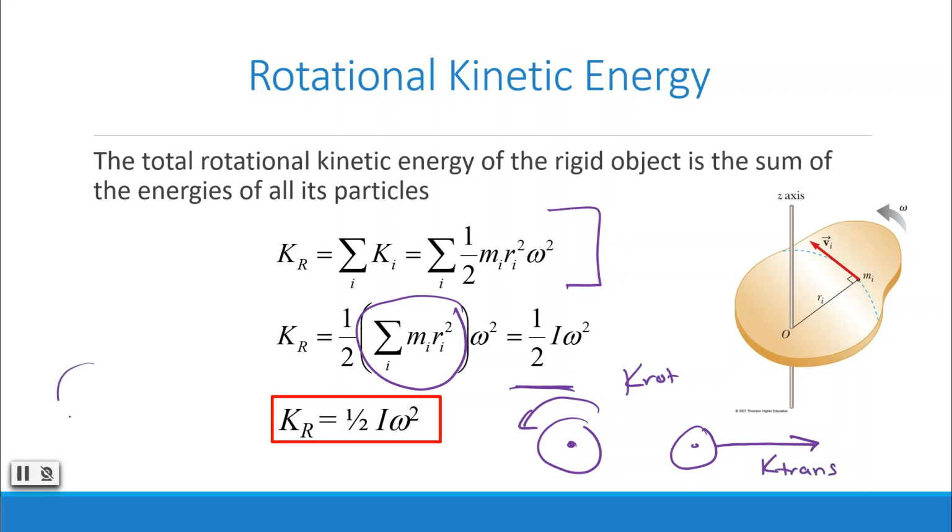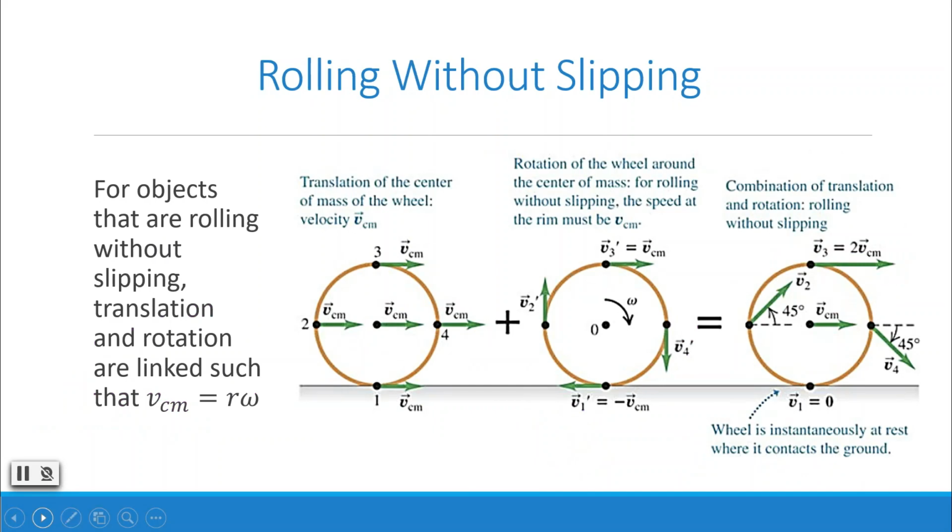If an object is just translating, it has only translational kinetic energy. But you could have an object that is rolling, and it has both an angular speed and a linear speed. So it can have both translational and rotational kinetic energy. These are two completely different quantities. If you have pure rotation, you just have rotational kinetic energy. But if you're rolling, you will have a combination of both.